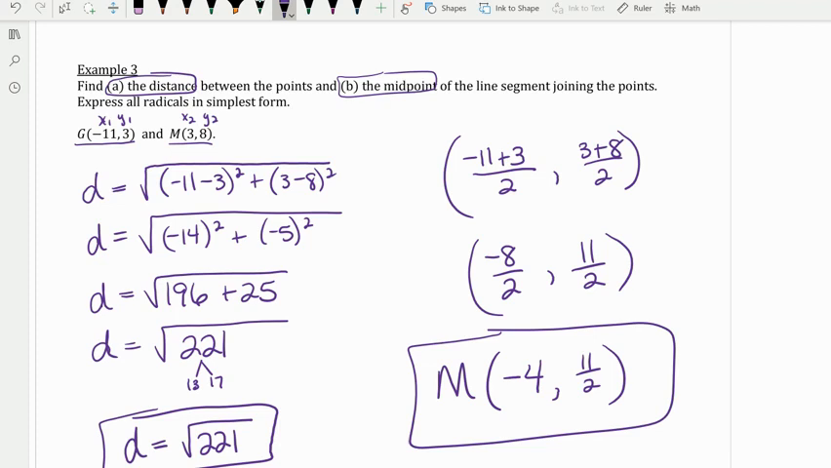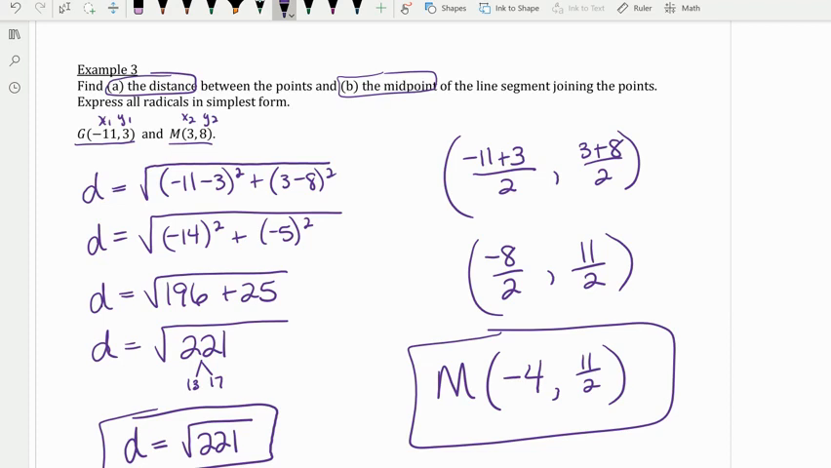Okay, hopefully you did those okay. If you made a mistake, maybe it was just a simple sign error or an arithmetic error or something, but check yours. If you did something wrong, make sure you go back and fix it. If you can't figure out what your mistake is or you don't understand, then make sure you ask in the next class and we'll go over it.